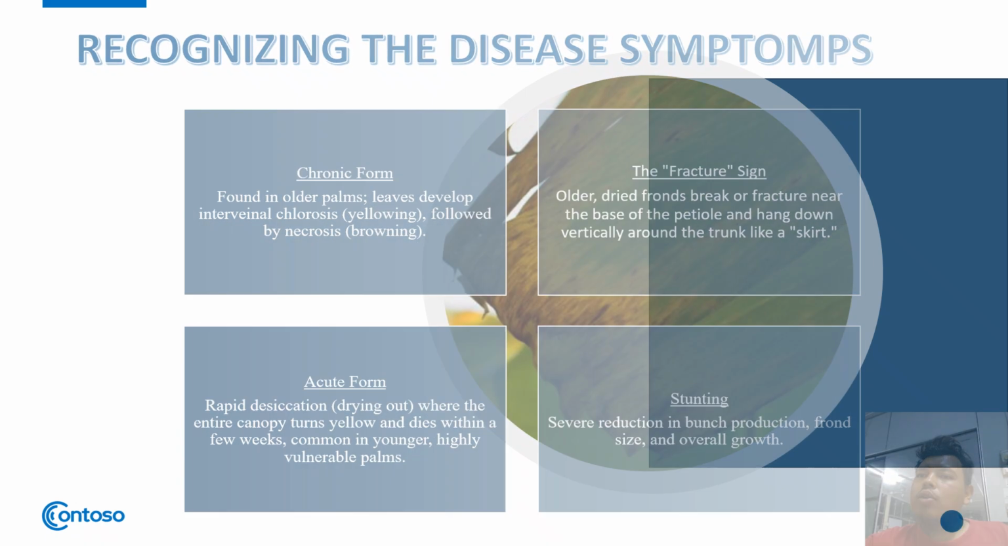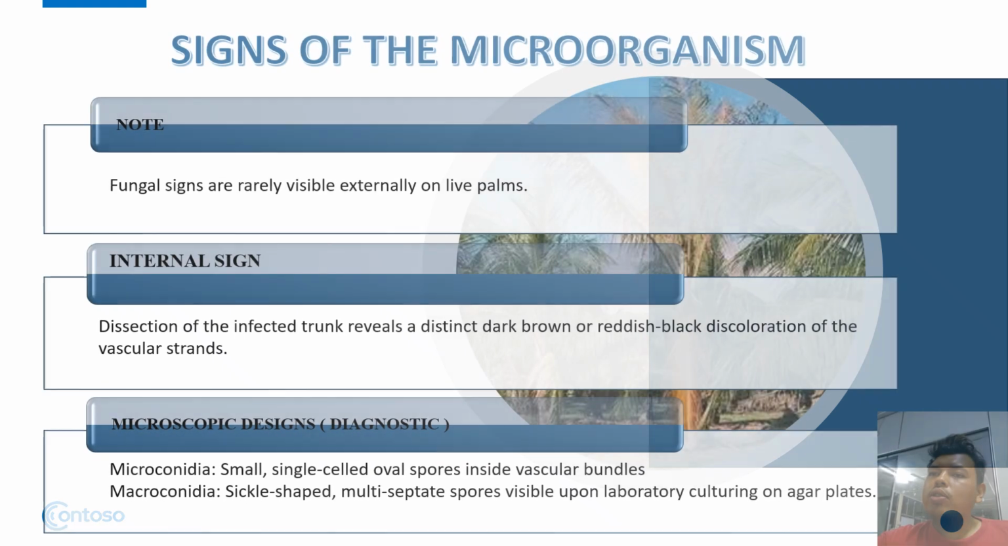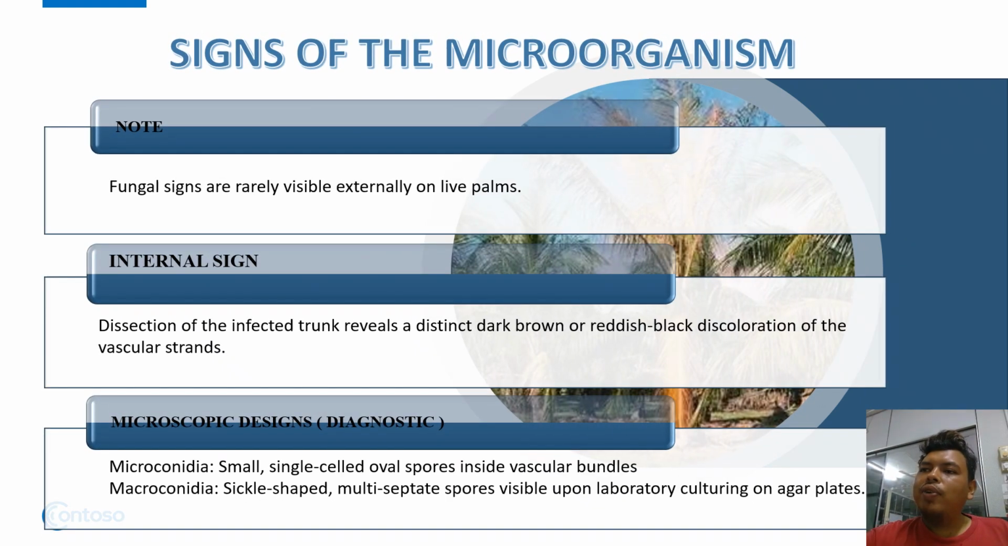Now on slide 4, let's differentiate the structural signs of the pathogen. Unlike some diseases, fungal signs are rarely visible on the exterior of a live palm. Instead, we have to look internally.